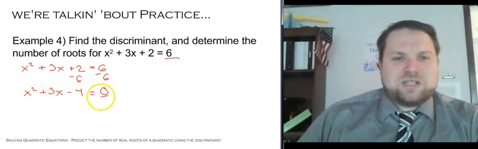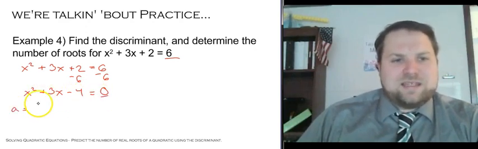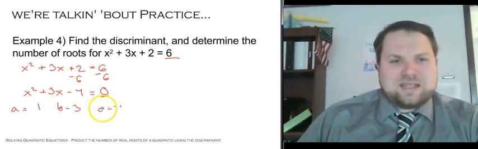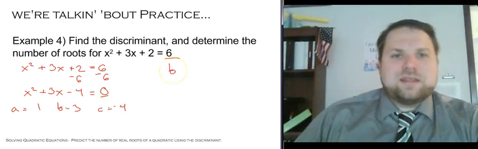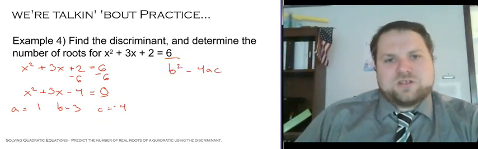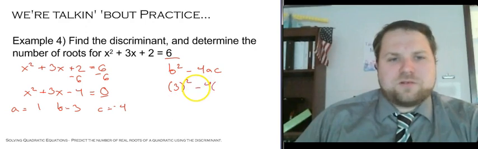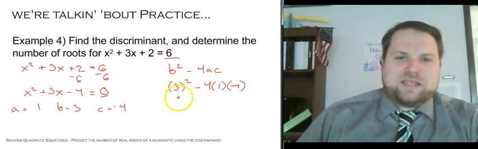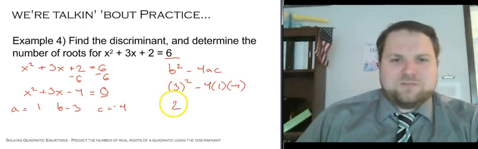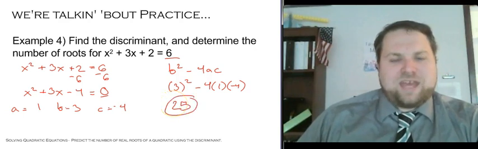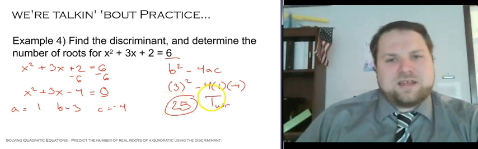Now I have my equation equal to 0. I can find a, b, and c. A is 1, b is 3, and c is negative 4. And now I can calculate the discriminant just as I've been doing. B squared is going to be 3 squared minus 4 times 1 times negative 4. And when we put that all together, we get 9 plus 16, which is 25. And since that's positive, I would say I have 2 real roots.